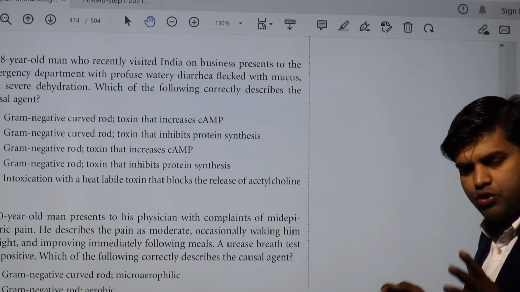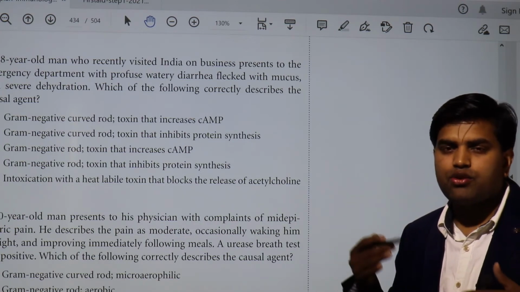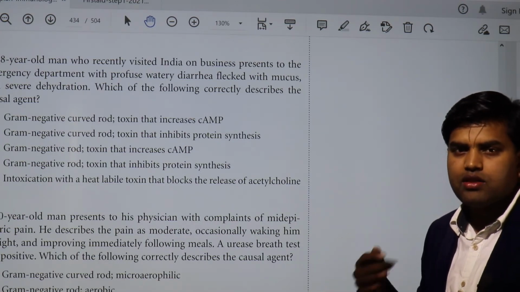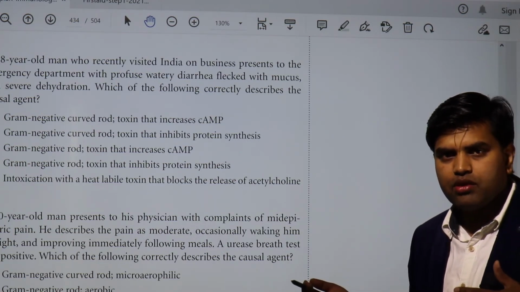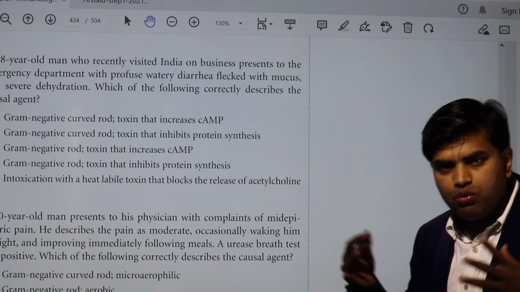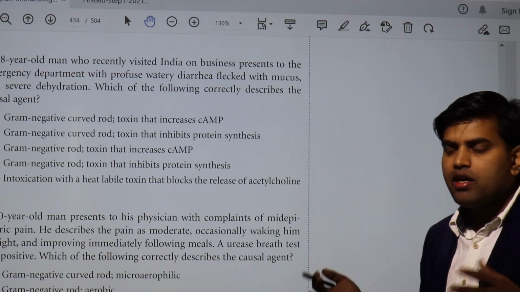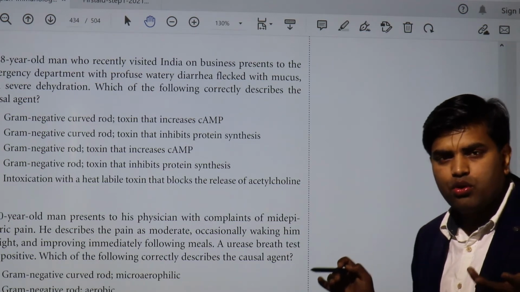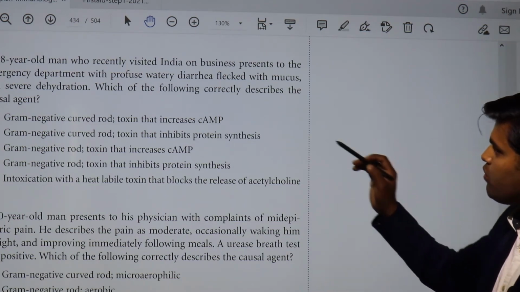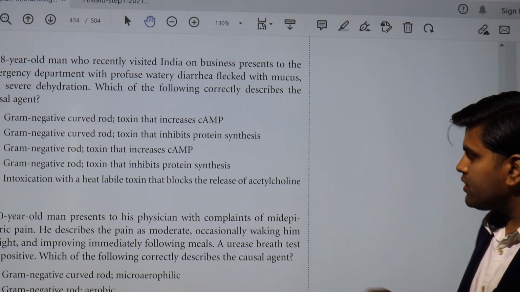So you have to understand you can have diarrhea because of a lot of reasons, like enterotoxigenic E. coli, Vibrio cholerae, Campylobacter, or a lot of other bacteria. But the rice-watery, voluminous, severe diarrhea is occurring due to Vibrio cholerae. Now they are asking about Vibrio cholerae, what are the features?